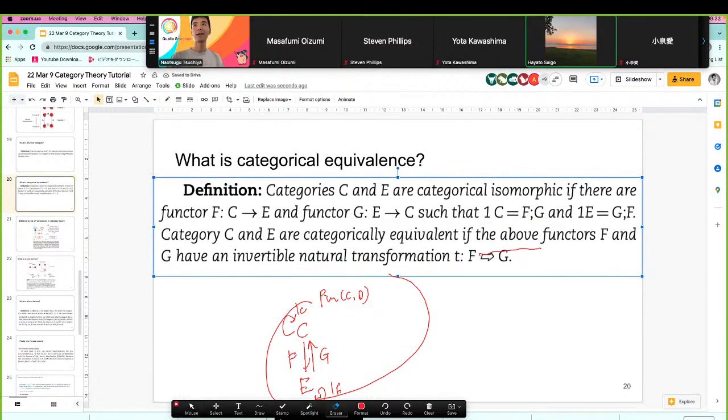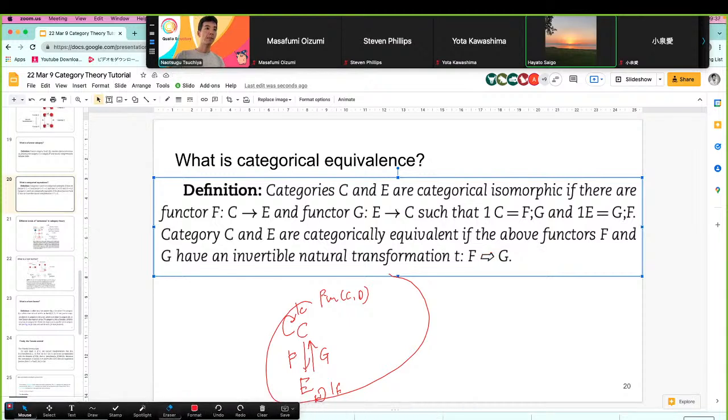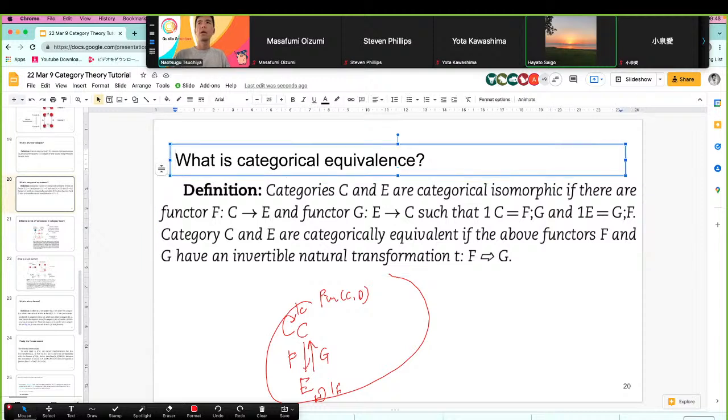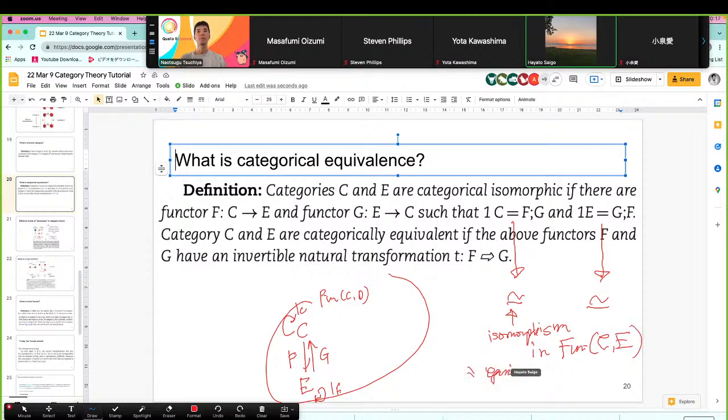The equivalence between categories. So this is actually, I pasted the categorical isomorphism actually, right? Category C and E are categorical equivalent if the above functors. We can generalize this equality to the equivalence. Equivalence means the isomorphism in functor CE. Then we have the equivalence between categories, between C and E.